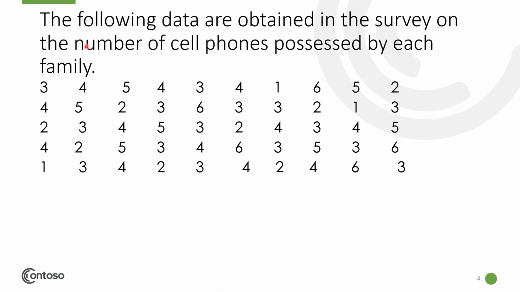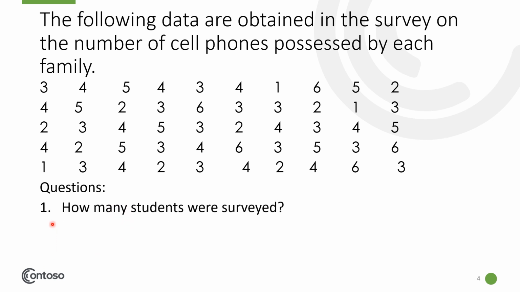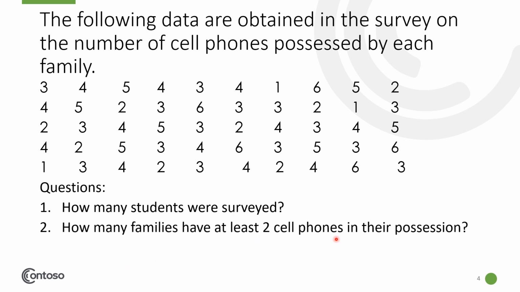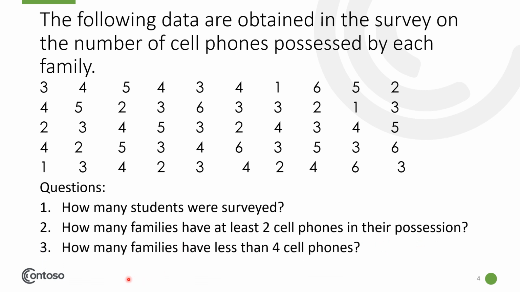Okay, so this is, the following data are obtained in the survey on the number of cell phones possessed by its family. So, itong mga data na ito, we consider this as raw data kasi hindi pa siya na-organized, no? So, what will be our question? Number one, how many students were surveyed? Ilang estudyante yung na-survey? And how many families have at least two cell phones in their possession? And how many families have less than four cell phones? So, yung lahat yan, sasagutin natin kapag na-organize natin ang table.